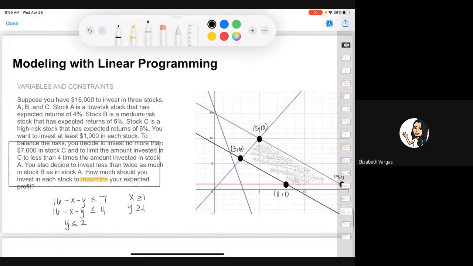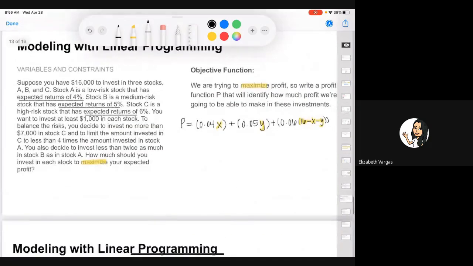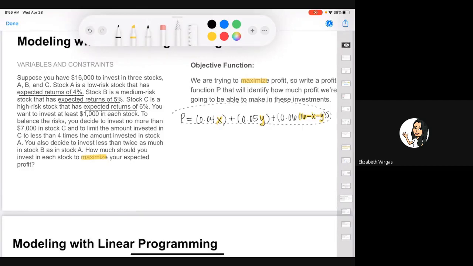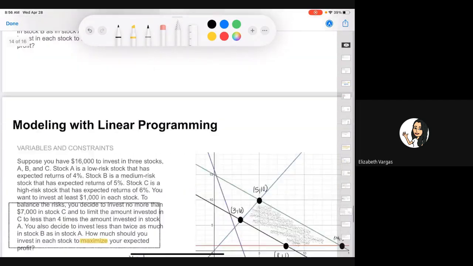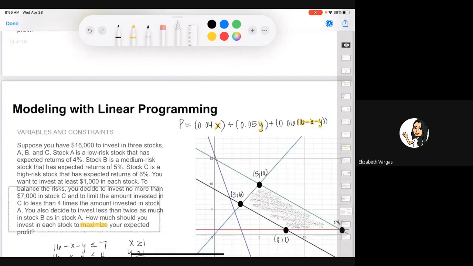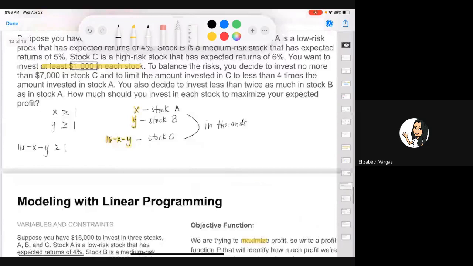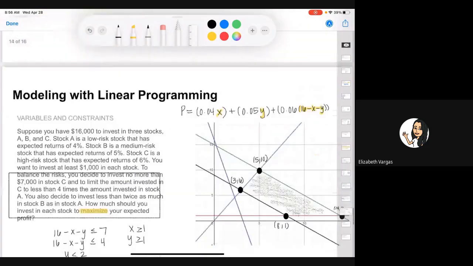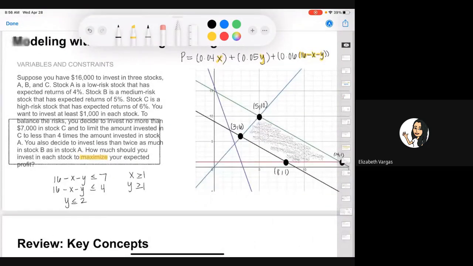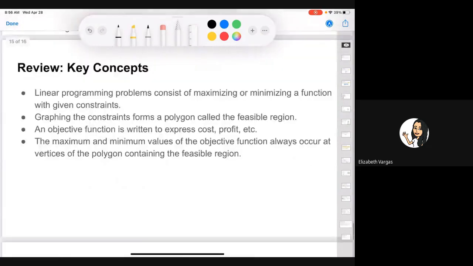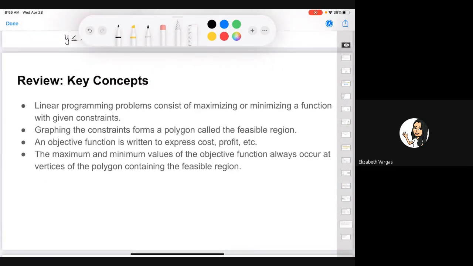Okay, and so basically what you want to do to find your maximum value is you want to plug these values into your objective function, which is this function we created, and see which one will give you the maximum profit. And that would be your answer. Okay, so you're basically doing the same steps, but in this instance, you are finding the maximum value, where in the other one, we're looking for the minimum value. Okay? But we'll go over some more examples tomorrow. But this is basically what we reviewed.